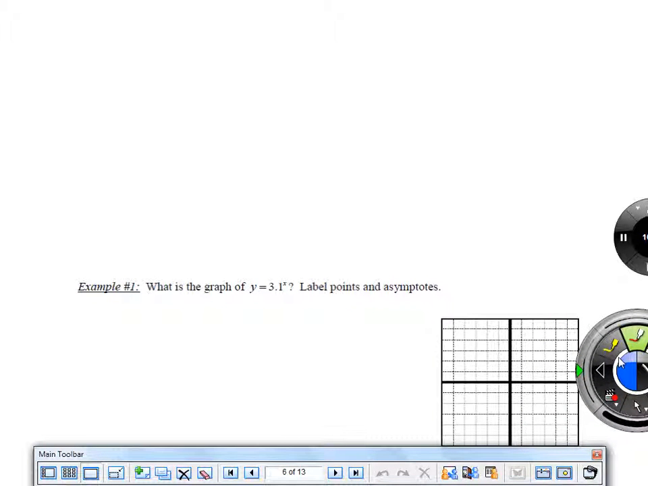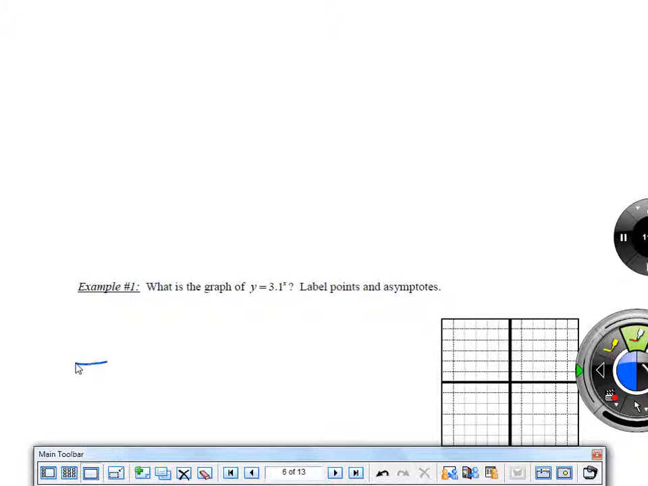just so that you guys understand where the parent function is coming from. So this one is just a parent function, right? It has no stretches, compressions, reflections, or shifting. It's just a base to the power of x. Okay? Is this parent function an example of exponential growth or exponential decay? Growth, right? Because my base is bigger than 1.